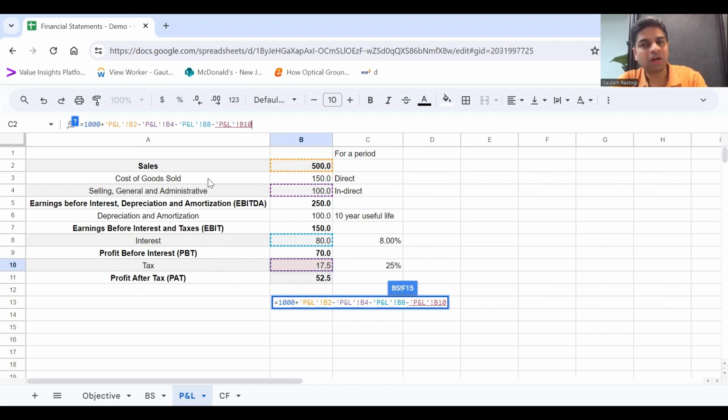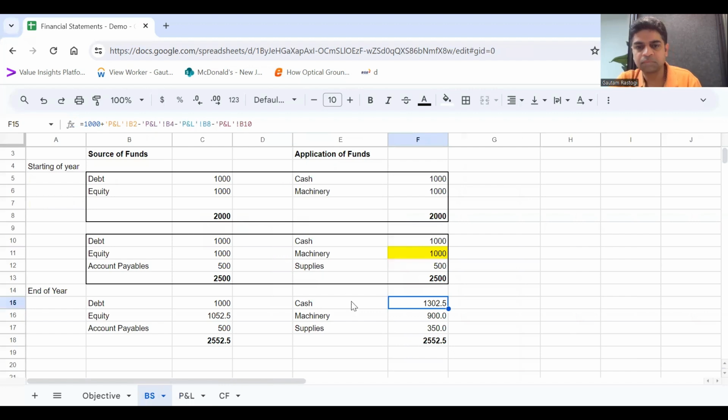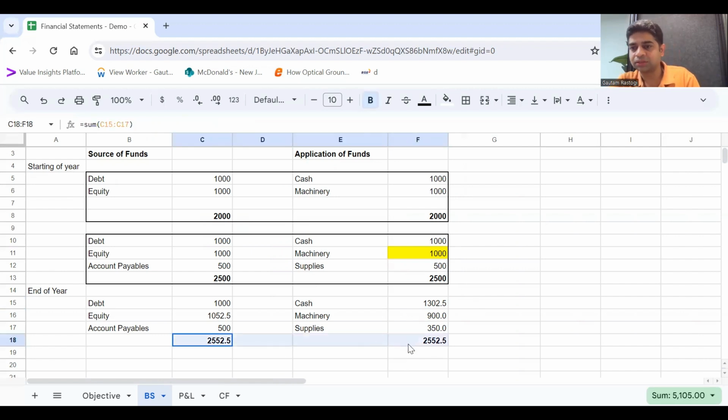You don't have to net off COGS the way we have treated COGS in our accounting, because you've already considered it in supplies. And again, you don't have to net off depreciation and amortization because you've already netted this amount off from your machinery asset in your balance sheet. So you just net off these three items. And you see, you had $1,000 of cash. Now you have $1,300, so 302.5 more cash. And you see the balance sheet balances.